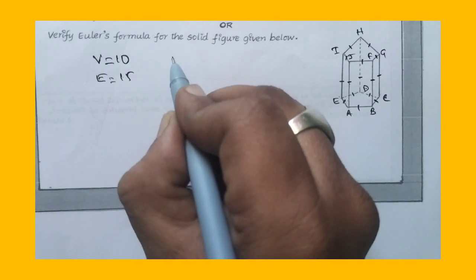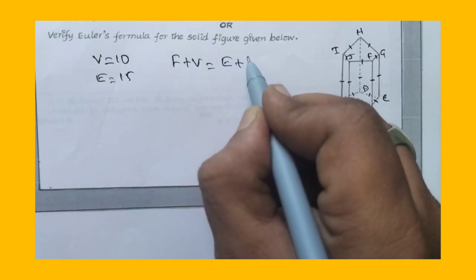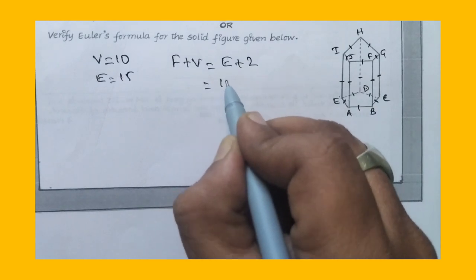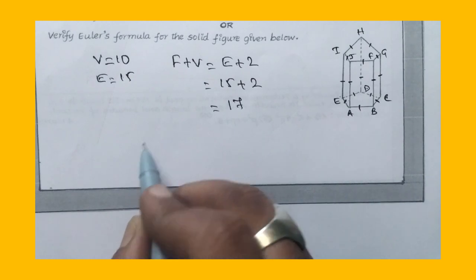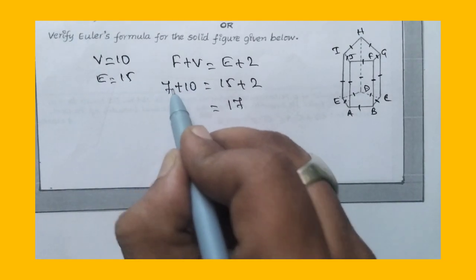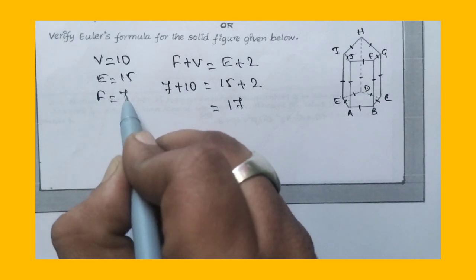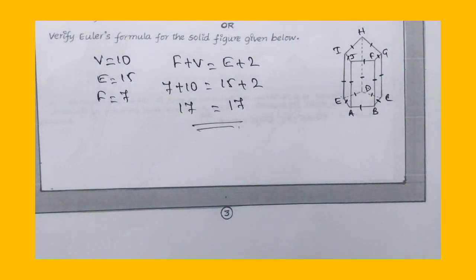So let us apply Euler's formula. F plus V is equal to E plus 2. So E is 15, plus 2, so 15 plus 2 is equal to 17. So if vertices are 10, then faces should be 7. F is equal to 7. Therefore 7 plus 10 is 17.